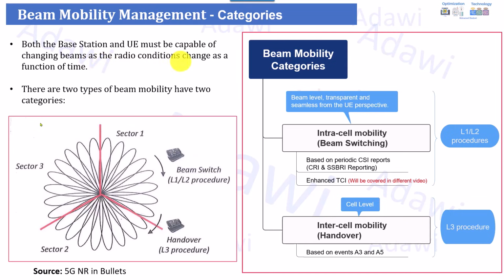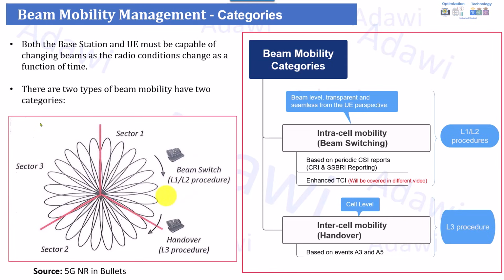So whenever the radio condition is changing over time, for example, the UE or the device, the user, is moving from one location to another at different timing and so on, the UE will have a different radio condition. So the base station and UE should be capable of adapting to this radio condition change through changing the serving beam, right? As you can see in the bottom left figure here, there are two different categories of beam mobility management in 5G.